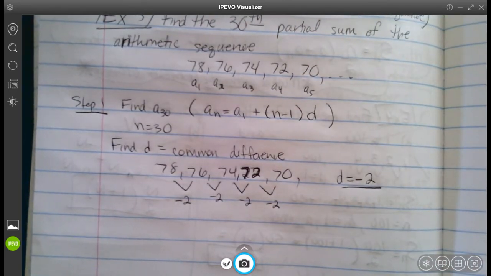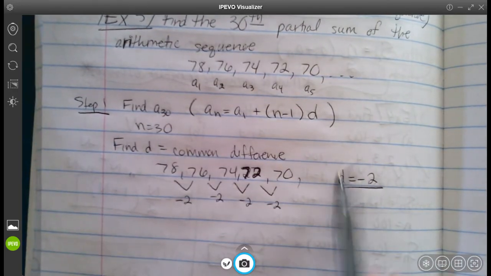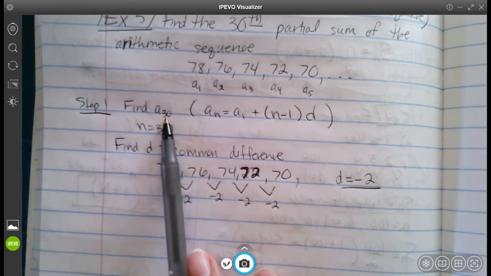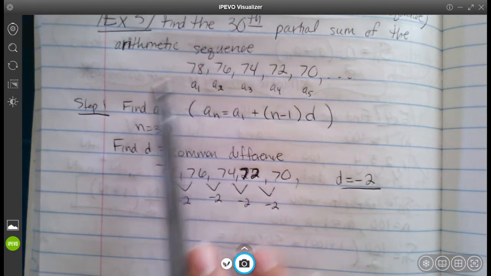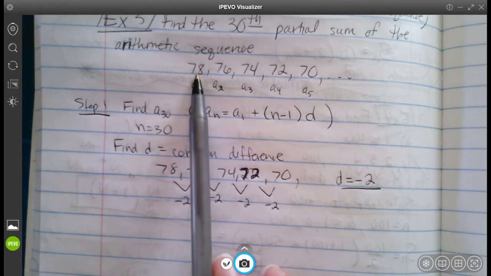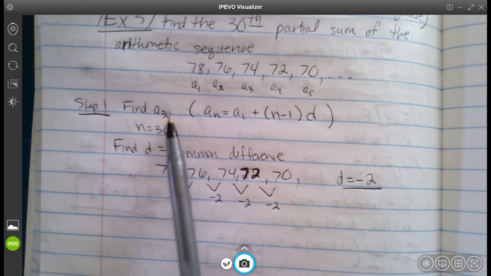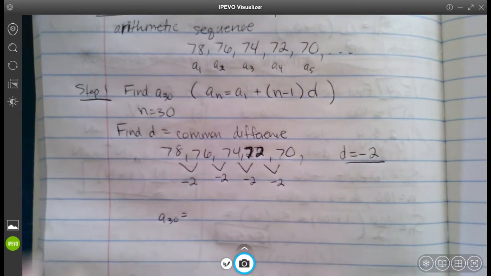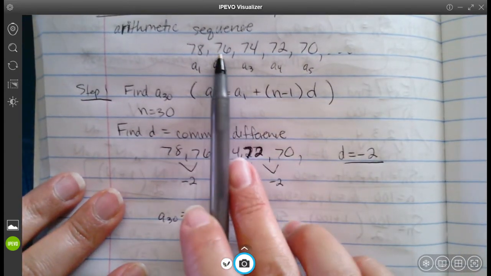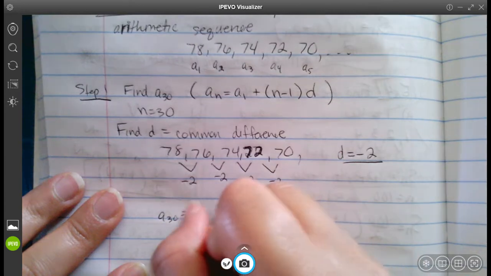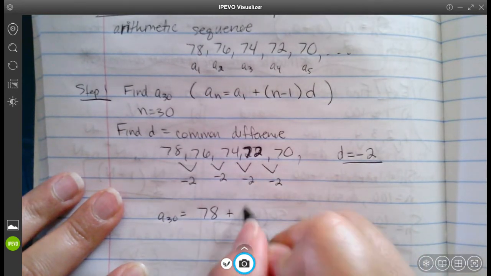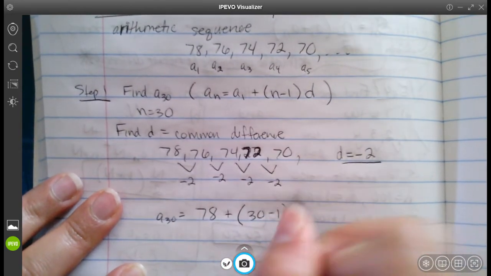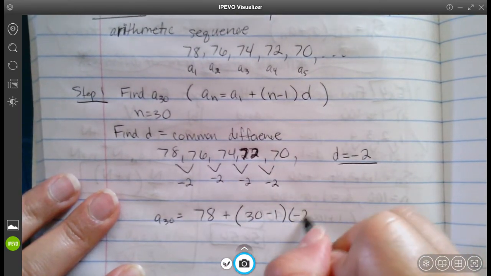Okay, now that we have everything we need, we're going to go ahead and plug it into this formula to find a sub 30. And then once we find a sub 30, we can use our formula from before to find the sum from this number all the way to whatever this is equal to. Okay, so let's try that. We're going to have a sub 30 equals a sub 1, which is 78, plus n minus 1, n is just 30, times d, which is negative 2.